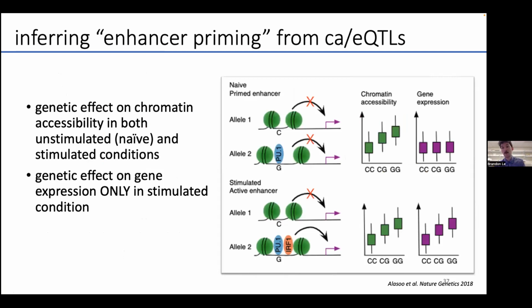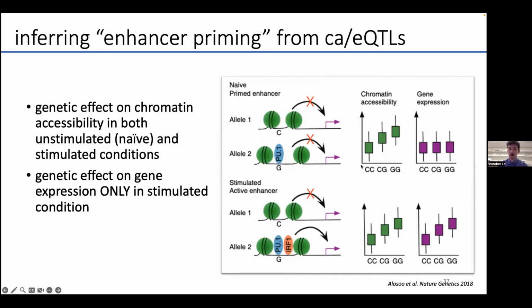Another cool thing we can do with the combined ATAC-seq and RNA-seq data is look at the QTLs we map from it, and combine them to infer enhancer priming. Enhancer priming is something we can see where you might have a genetic effect of this G allele, for example, that's present in a naive or unstimulated state.